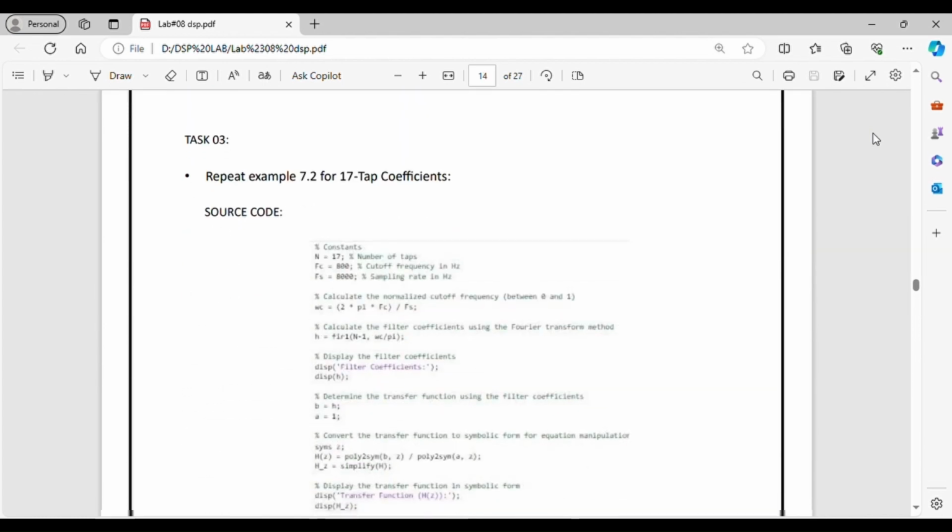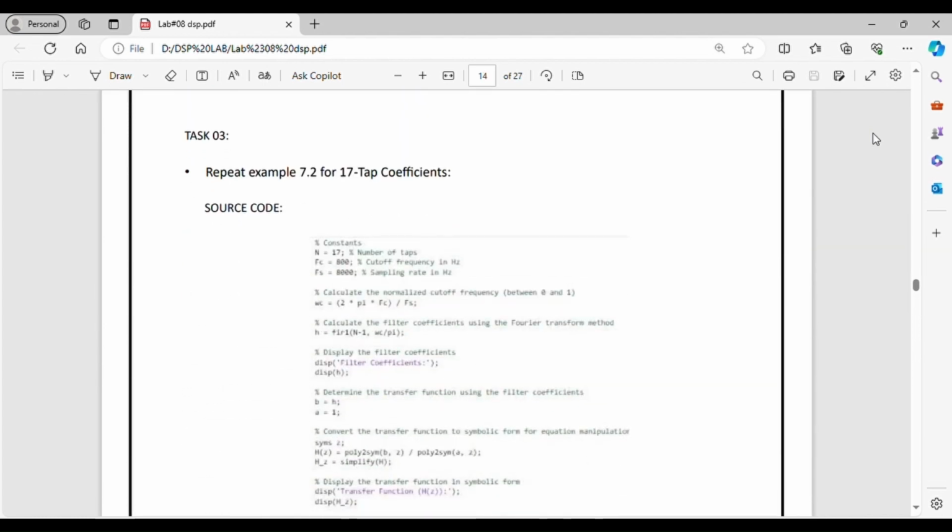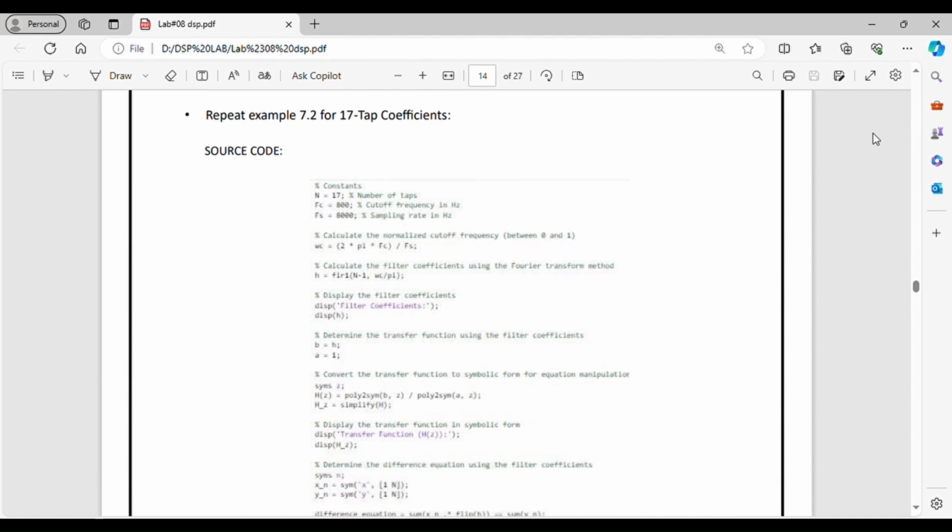In task 3, repeat example 7.2 for 7 tap coefficients. Set the coefficient n equal to 16, which is the number of taps. fc is the cutoff frequency in hertz, which is equal to 800, and the sampling frequency is equal to 8000. Calculate the normalized cutoff frequency between 0 and 1.